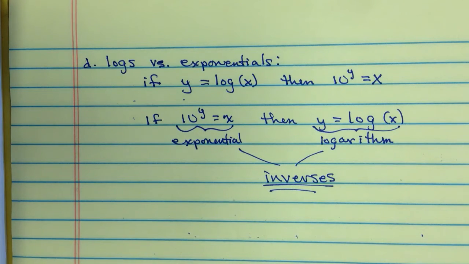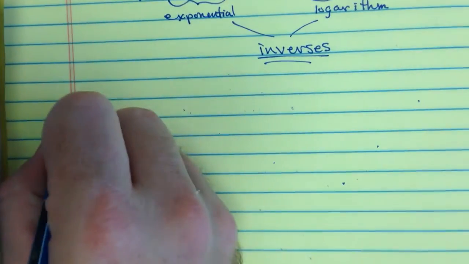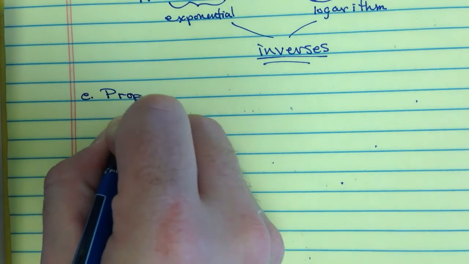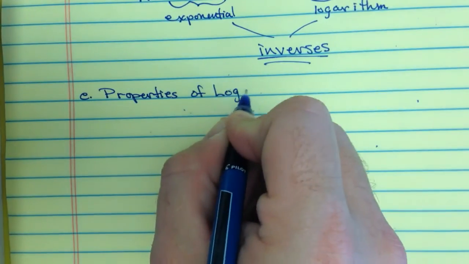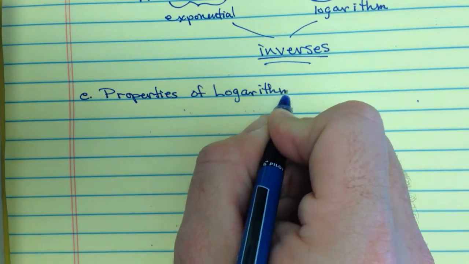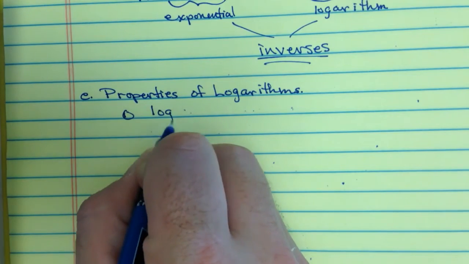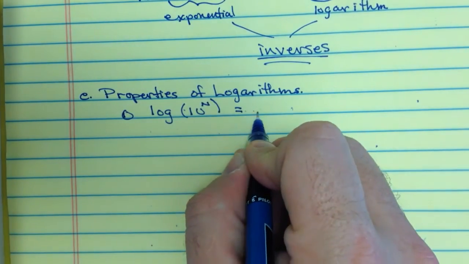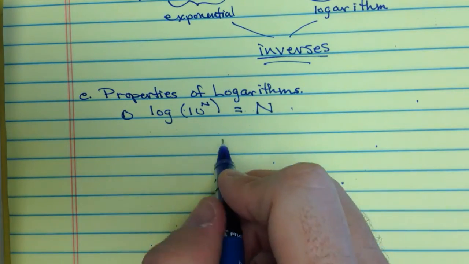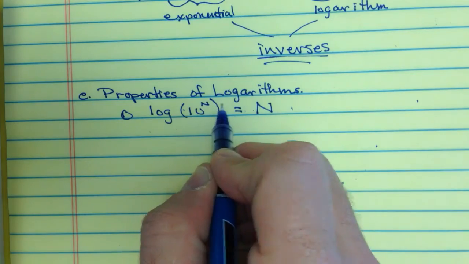All right, so let's see. So what about, we need some properties. So little e, properties of logarithms. All right, first, log of 10 raised to the n. Well, this is simply going to be equal to n. And if we think about it, that should make sense. What is the power I raised 10 by to get 10 raised to the n? Well, the answer is n.